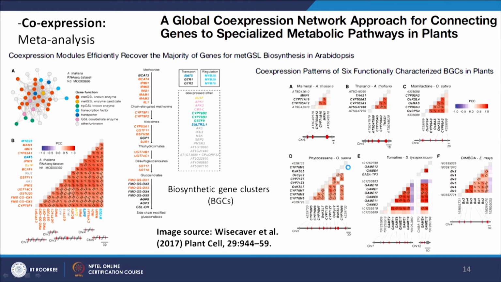If they are co-expressed with that gene, you may expect that there are some interactions among themselves. This kind of study has been used, for example, as a global co-expression network approach for connecting genes to specialized metabolic pathways. If you combine data and look at the co-expression, you can identify those genes which might be functioning in a similar developmental pathway or similar metabolic pathway.